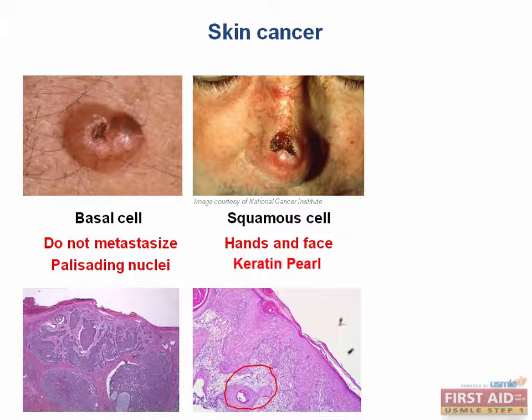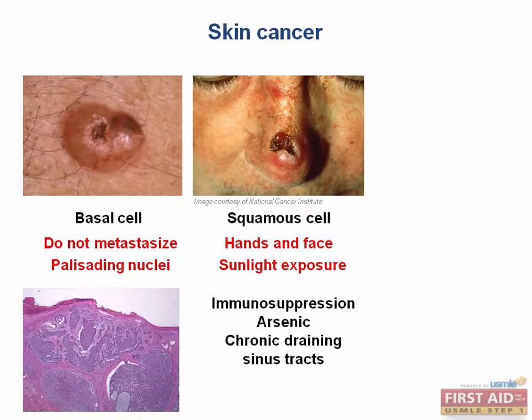There are 3 associations of squamous cell carcinoma that you should know. It's associated with sunlight exposure and commonly appears in the face, lower lip, ears, and hands. It's also associated with immunosuppression, arsenic exposure, and prior chronic draining sinus tracts. What bacterial genus typically causes chronic draining sinus tracts that discharge sulfur granules?